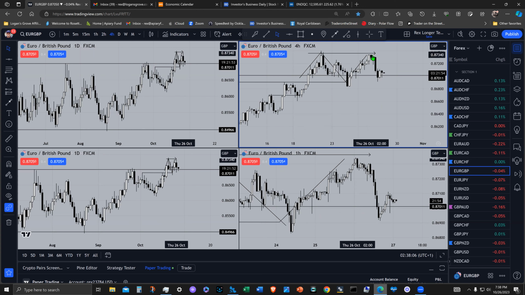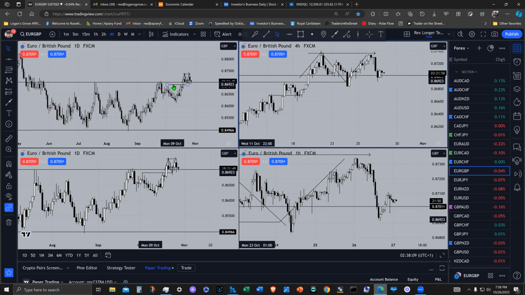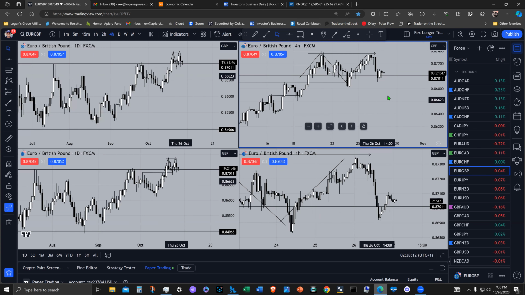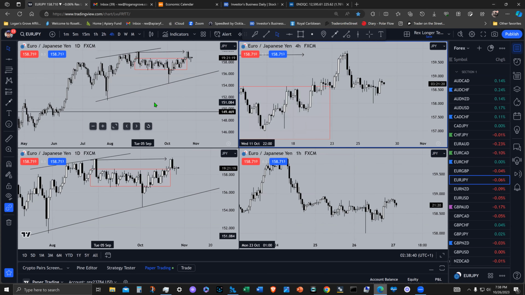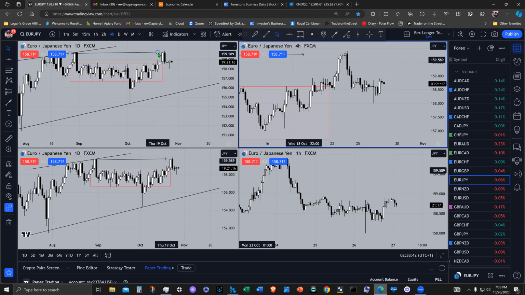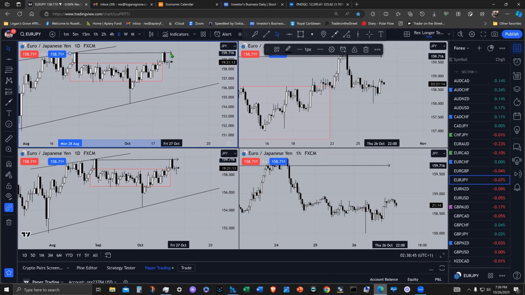Look at that dang thing. At M, it turned right back down. How about that? 0.87306, maybe a while before it gets there, but... Euro yen.